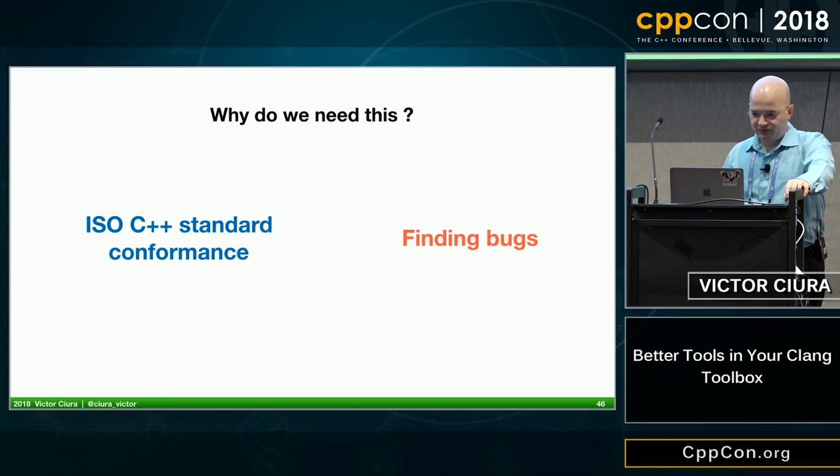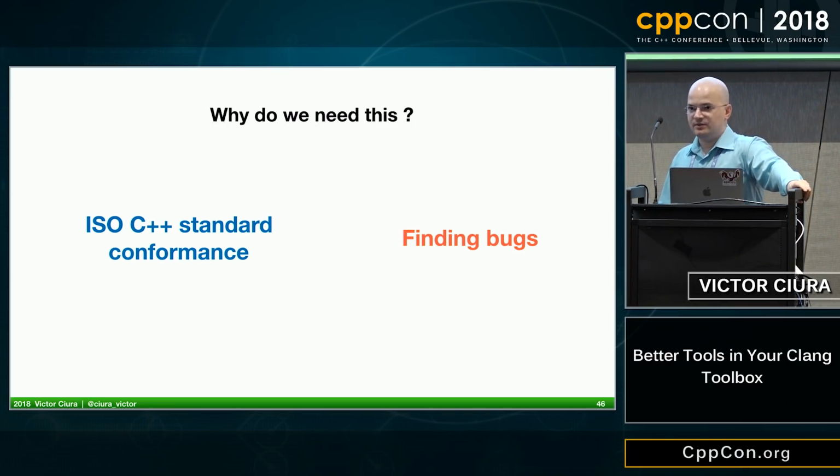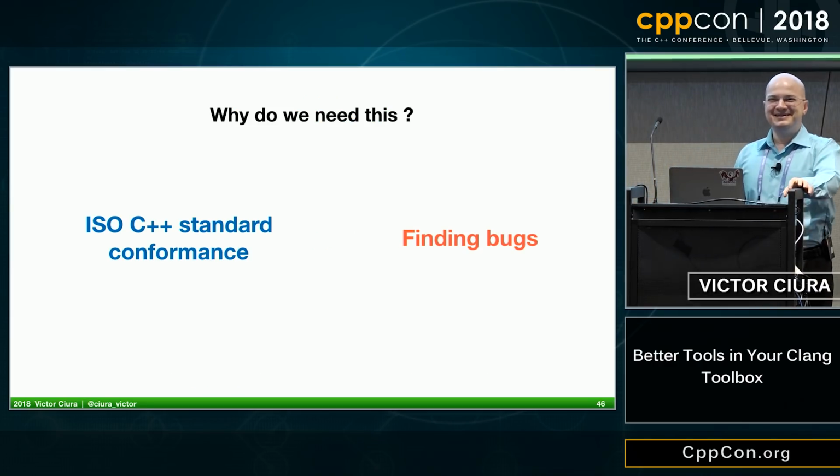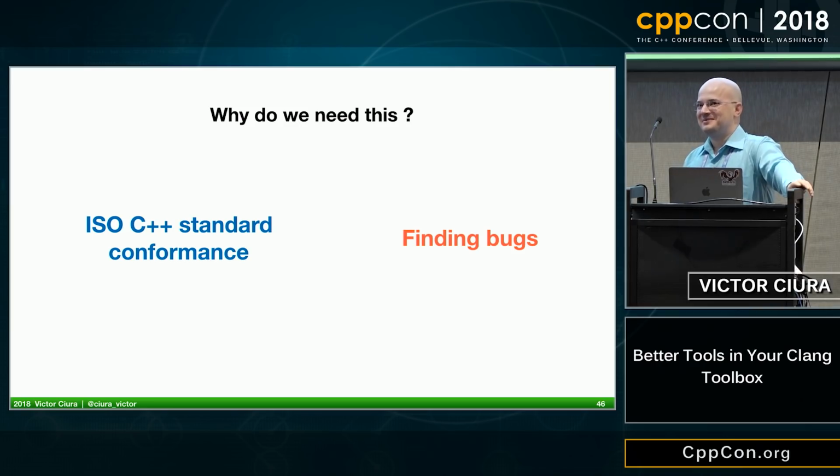As a rule of thumb, we do use W4 and WX. So we treat every warning as error, and we're using level 4. But we do have certain places where we explicitly ignore some warnings. We know why. Yeah, sure. I'm just wondering if you're to the point where you can use permissive minus yet. This is my next slide. You're thinking ahead. So yeah, we're explicitly ignoring some warnings, definitely.